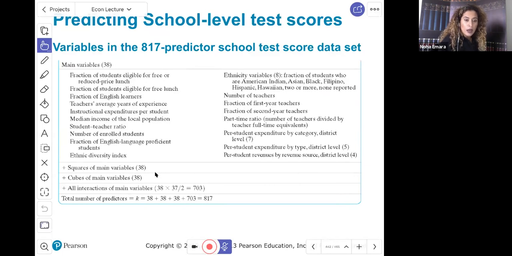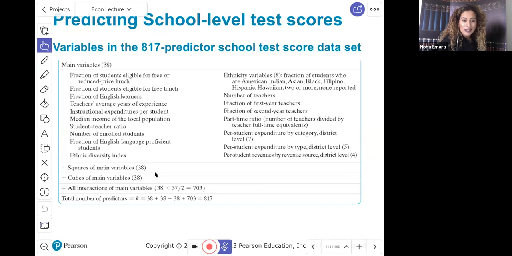And then I'm also going to have interactions of the main variables. So you have also interactions. The interactions would add 703 additional variables. Can you think about how many all these are? So it's 38 plus 38 plus 38 plus 703, 817 number of predictors or X's.